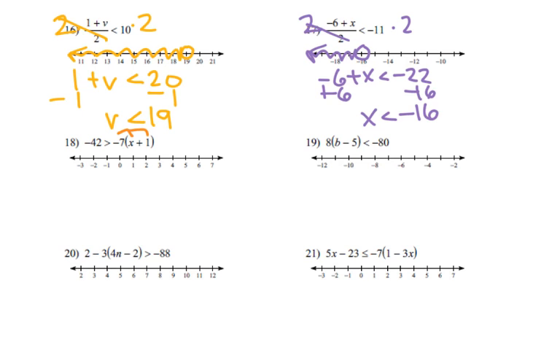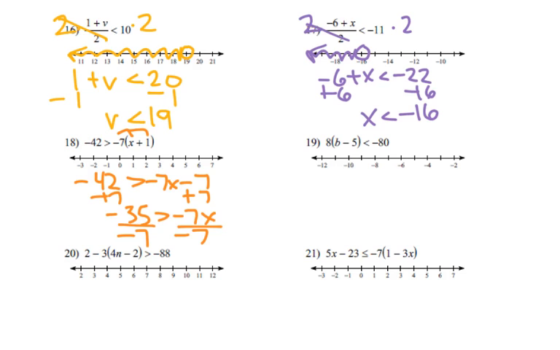18, distribute. Negative 42 is greater than negative 7x minus 7. Add 7. Negative 35 is greater than negative 7x. Divide by negative 7. I get a positive 5 because I'm dividing by a negative 7. Change the inequality, and I get x is greater than 5. Hollow circle at 5, and x is greater than.